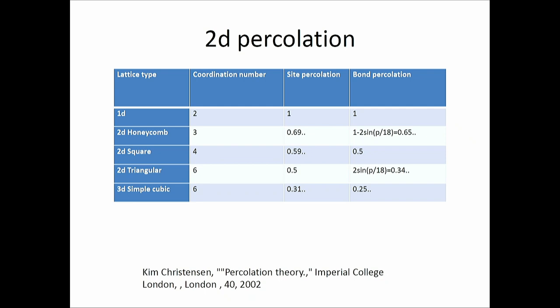Excuse me, can you explain again why site percolation and bond percolation are different? Because, for example, on the 2D square lattice, I can use this dual picture of black and white for this bond percolation. But I cannot for the site percolation.